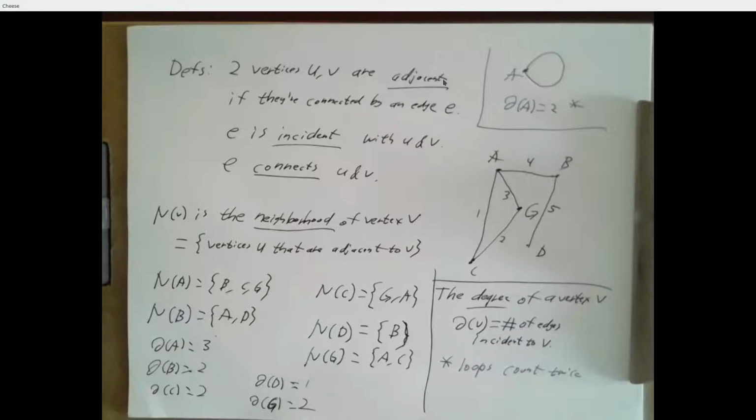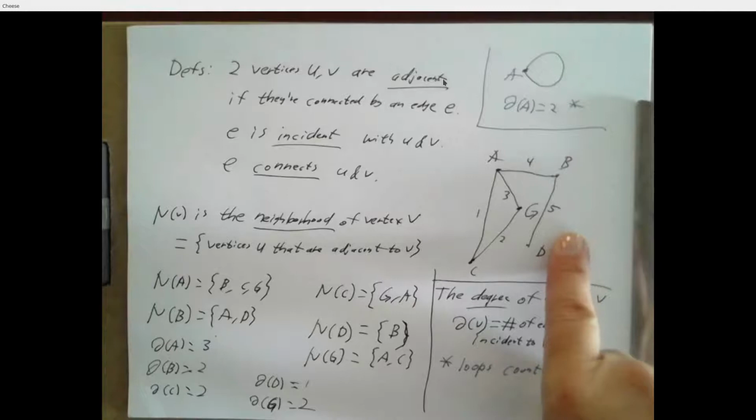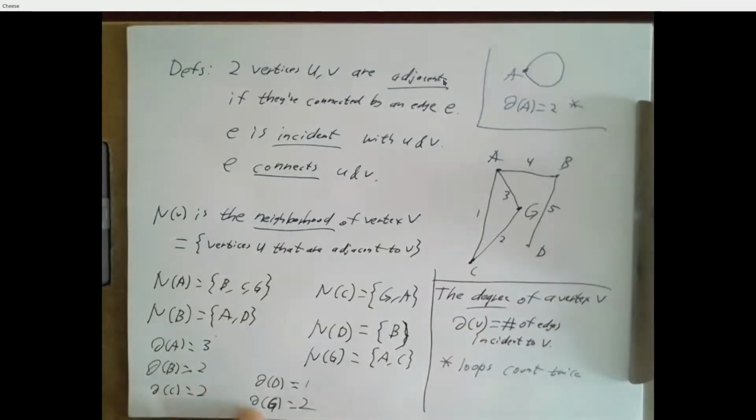So we're ready for a theorem. So back on this graph with 5 vertices, A, B, C, D, G, we found the degree of each vertex. What's the sum of the degrees? Ten. All right, so 3, 2, 2, 2, 1. So the sum of the degrees is 10. How many edges do we have in this graph? 5. 2 times 5 is 10.